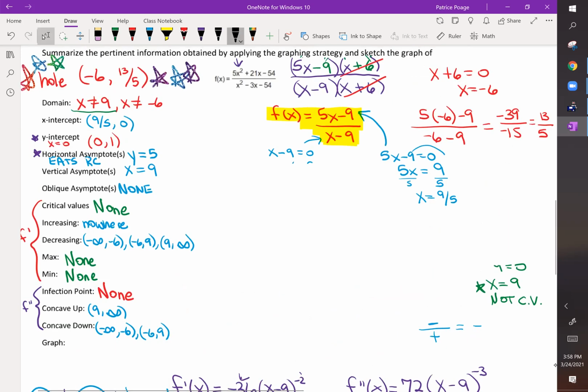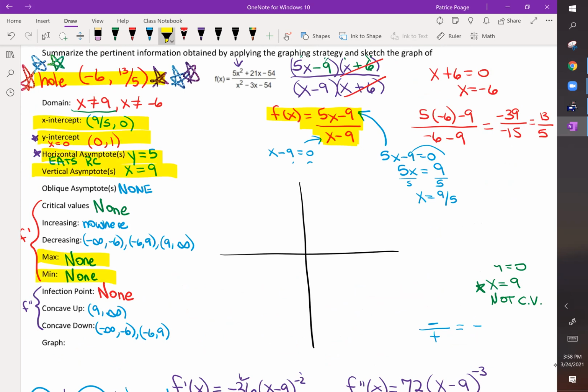So putting this all together, important things to plot would be holes, intercepts, asymptotes, max, mins, and inflection points. Well, there are no max, mins, and inflection points. We do have a hole and some intercepts and stuff, and I'm just kind of glancing at my numbers to see how to make my tick marks. I see -6, 13/5 is a little less than 3, 5, 9. All right, so I'm going to go out 10.